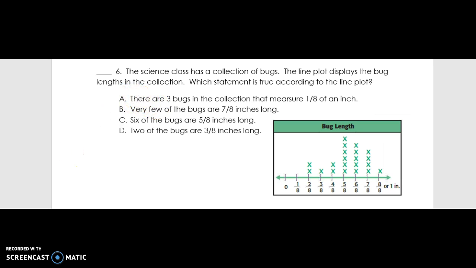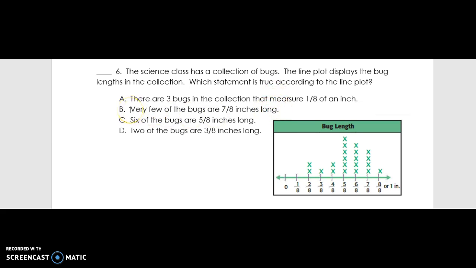Let's check A. If we go to 1/8 of an inch, we can see how much data is there. None. So how many bugs do we have? 0. But A says there are 3 bugs. So is that true? No. Cross it out. B, very few bugs are 7/8 inches long. 7/8 inches long has 4. Do you think that's true? No, because there's only 1 here, only 2, 1, 2, 0, 0. So a good amount of the bugs are 7/8 inches long.